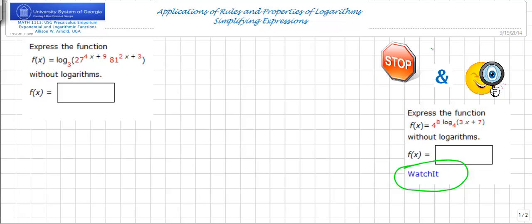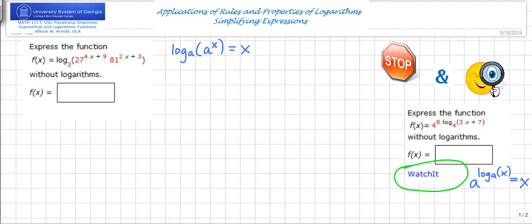Now I'll do the alternative problem with you here, which is: express the function f of x, which is log base 3 of the product 27 to the power 4x plus 9 times 81 to the power 2x plus 3, without logarithms. If you recall, we have two properties of logarithms that allow you to write a logarithmic statement without a logarithm. And you're going to need these two for the problems, whether it's the watch it problem or the problem I'm doing with you.